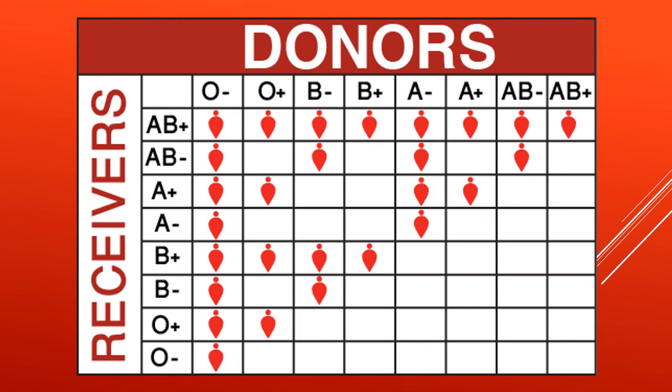Again, we're going to get much more into detail with this when we get into Punnett squares, and you'll realize why each of these can only receive or be a donor with certain types of blood.